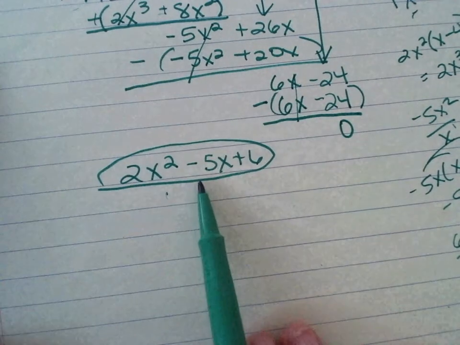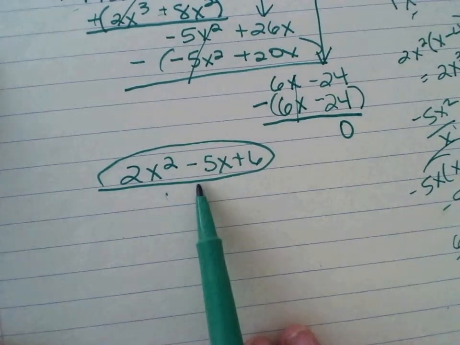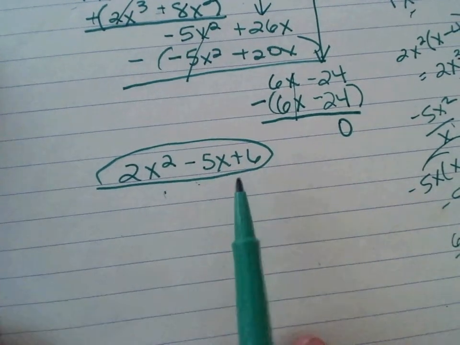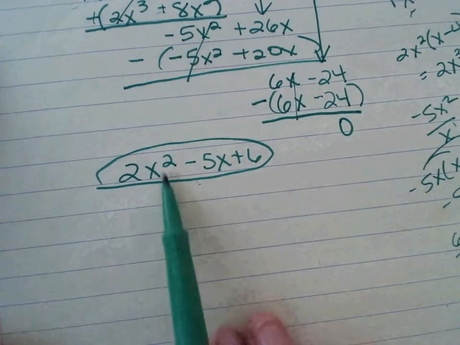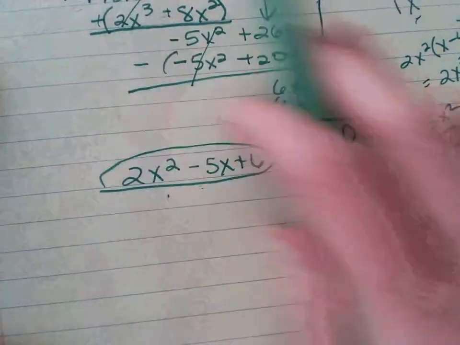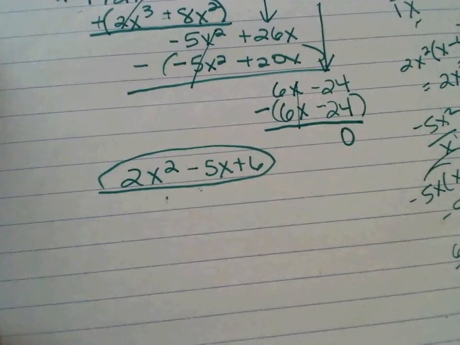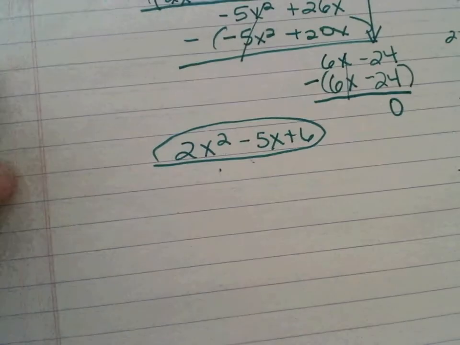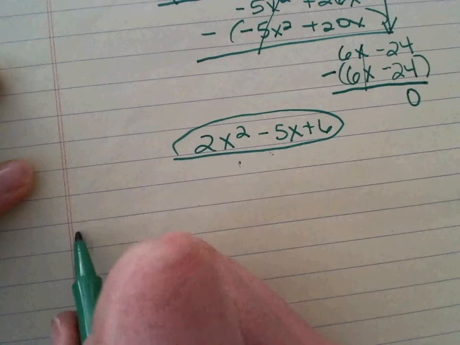And now, I could take this and use the t-chart method and split the middle to factor that further. I could use the quadratic formula now that I'm down to a quadratic. But this is serving the same purpose as what we've been doing for the past couple of lessons, which is ultimately to find the zeros of the function. So let's take a look at this.